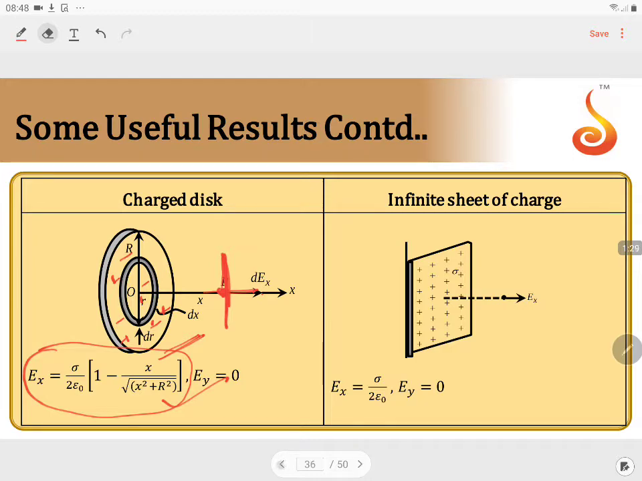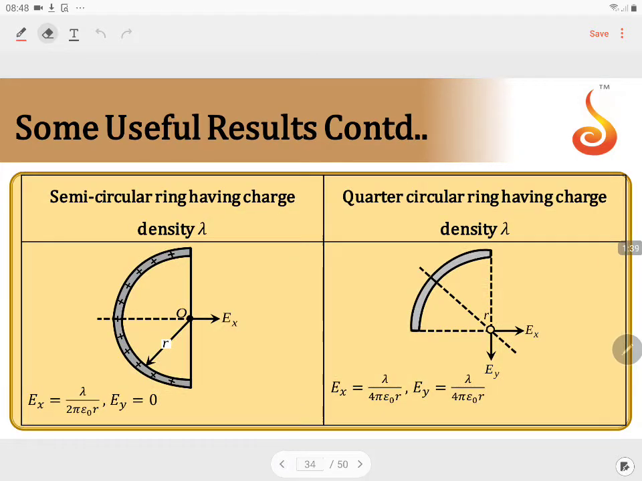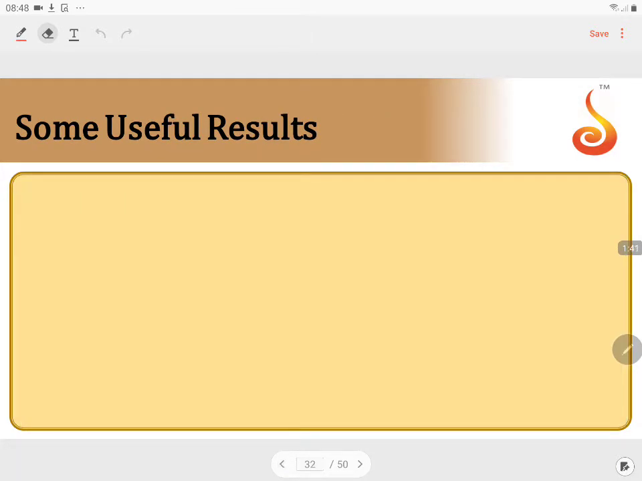Okay, so I'll take this slide. See here. So this is a charged disk. Now we have to find the electric field intensity at a point on the axis. Say this point is P and the center of the disk is O. So x is the distance of that point P from the center.